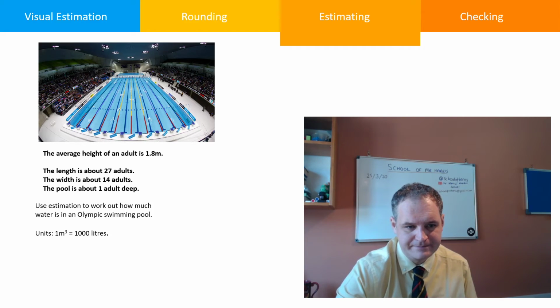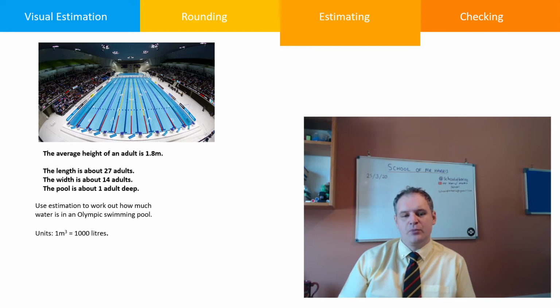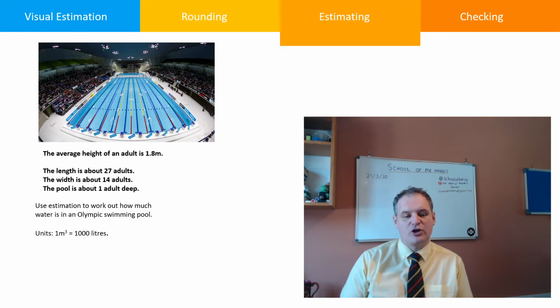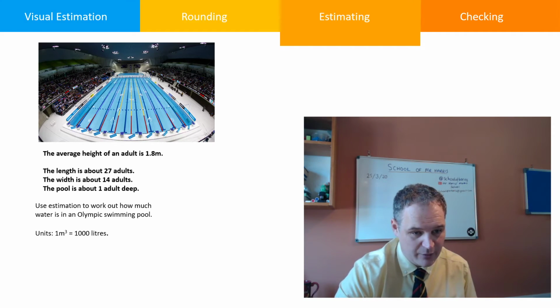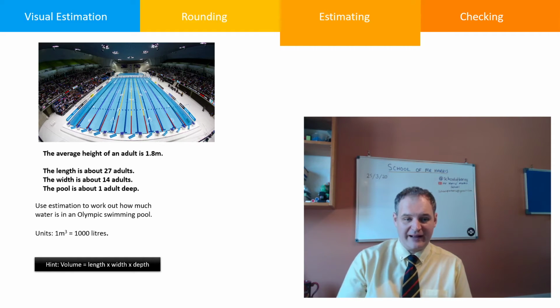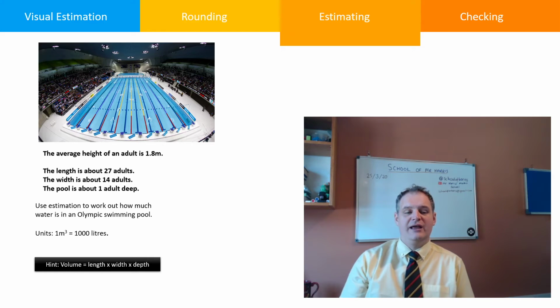So what do we do? Well, in order to estimate this, we need to use some facts. We want to use estimation to work out how much water is in this pool. And the facts we're going to use are that 1 metre cubed is equal to 1,000 litres. So therefore, if we know that, let's work out how many metres cubed. We need a fact. The volume is the length times the width times the depth. And we have some facts about the length and the width and the depth in there.